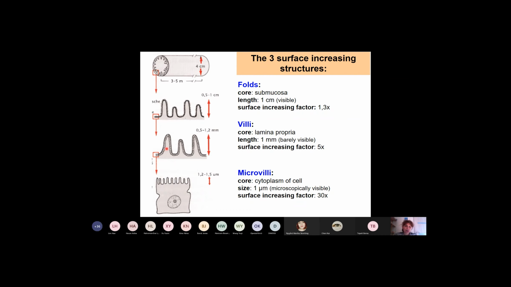The villi are protrusions of the lamina propria, so these are covered by the surface epithelium. The length is 1 millimeter, so we can see them with the light microscope, and a little bit also macroscopically. They can increase the surface about 5 times. And folds are larger, again, 1 centimeter long, and these are protrusions of the submucosa, and that's why they will be covered by the entire mucosa. So don't mix them up, but this schematic drawing helps to understand it. And the folds are always circularly arranged in the small intestine.